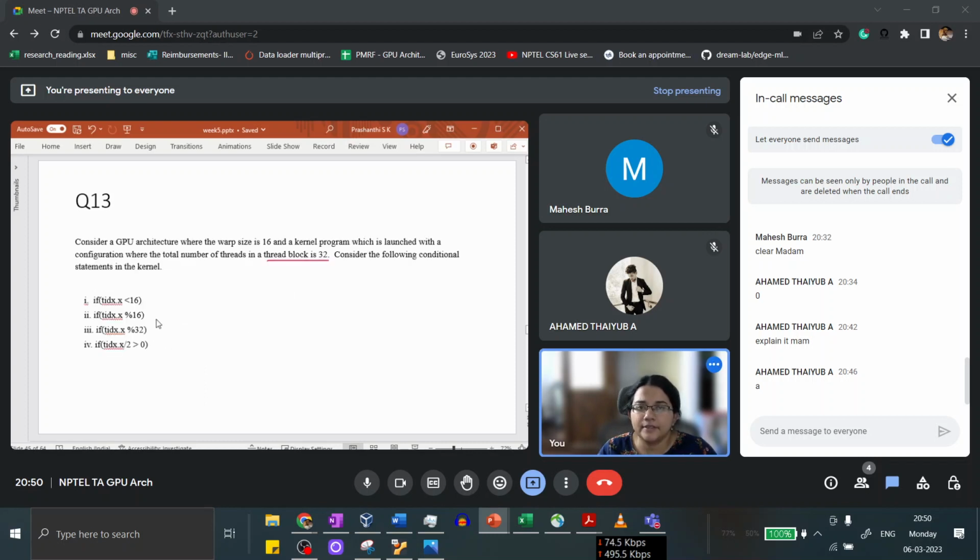1 is divergent. So I'll go back here. Warp size is 16. Threads per thread block is 32. So now you're asked about all of these conditions. I'll give you 2 minutes. Think about it.